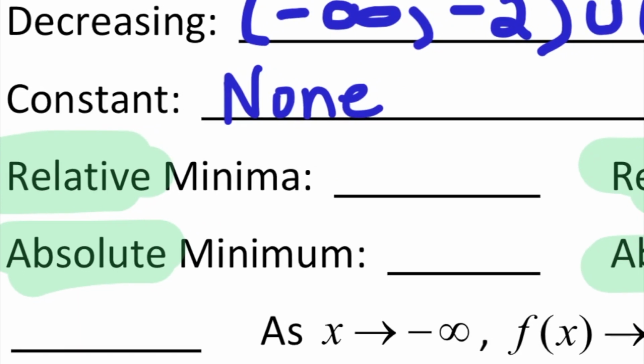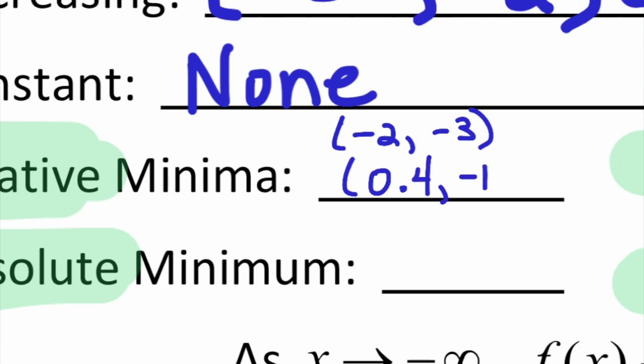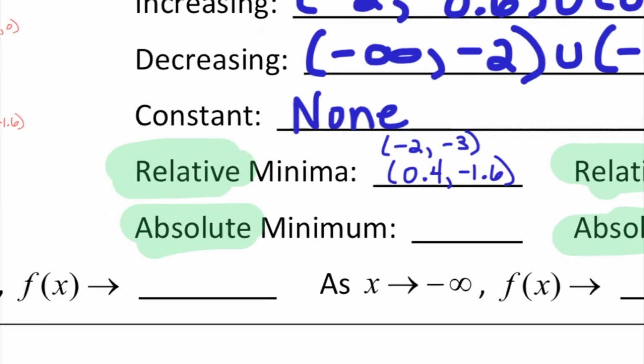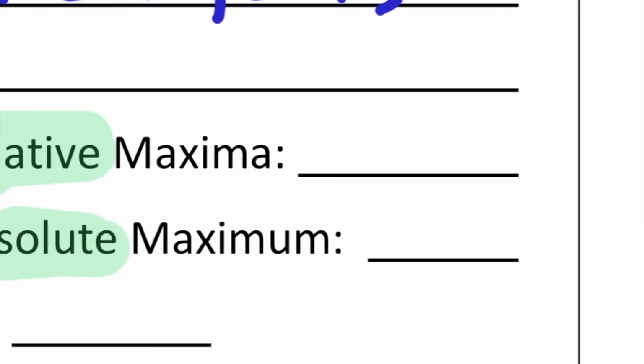And so this graph has two relative minima and one relative maximum. And so back to over here, the two relative minima are that -2, -3, and the other one is the 0.4, -1.6. And then that relative maximum, just that one, is going to be -0.6 and -0.3.